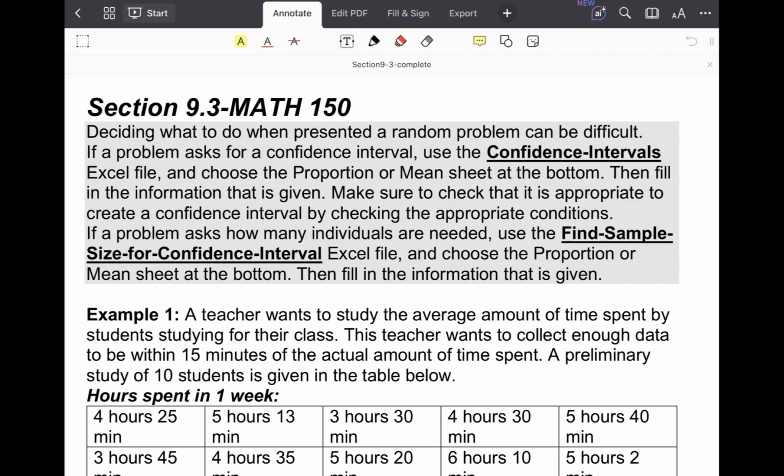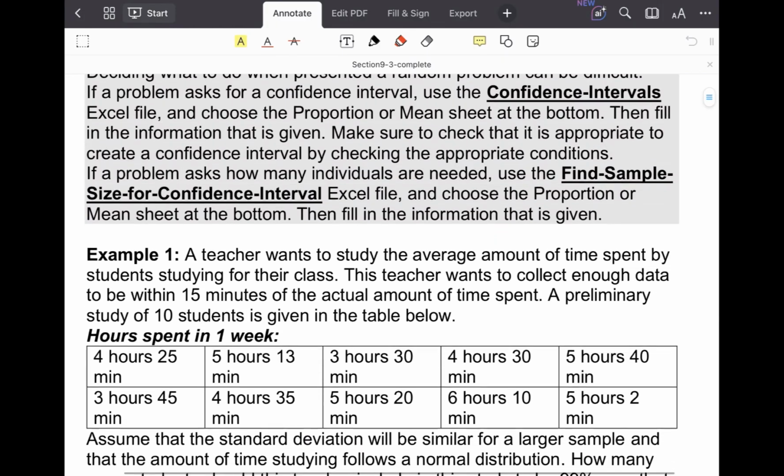Section 9.3 demonstrates one of the hardest parts about this last third of the class, which is when you're given a bunch of different problems and they're not specifically telling you exactly where to go. There's two different parameters that we're looking at so far, the proportion and the mean. And then for each of these, we can either find a sample size that we would need in order to get the confidence interval, or we could find the confidence interval itself. And making that decision can be a little tricky, so we're going to go through a few problems.